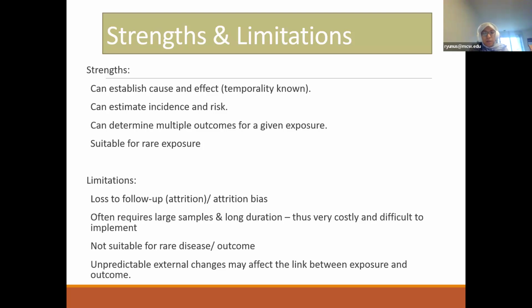What is the limitation? The first one is something that I mentioned earlier, the tendency of this study design to be challenged by attrition, okay, or dropout, which will cause attrition or selection bias. Second is that the study design usually requires a very large sample and a long duration. So it is very expensive to conduct a prospective cohort study, and it's not something easy to implement. You need a lot of resources, a lot of manpower, and of course, a lot of money as well.